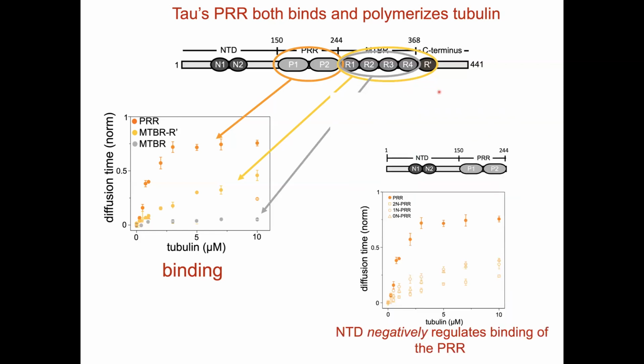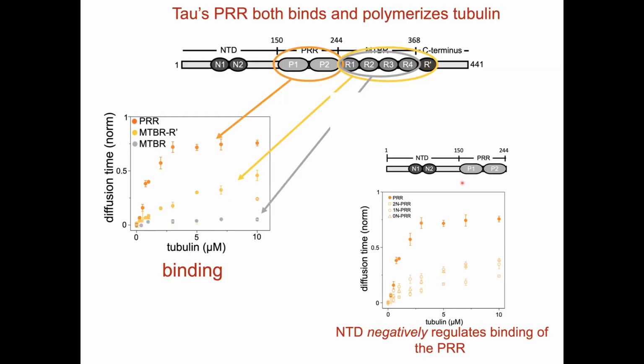And just like the full-length constructs, if we take this proline-rich region and add the N-terminus back to it, we can see that it diminishes the binding. So again, even in the absence of the microtubule binding domain, this is FCS data again, diffusion time along here as a function of tubulin concentration, you can see that this nice cooperative curve now becomes much, much weaker when this N-terminus is here, and we have the same negative regulation of binding.